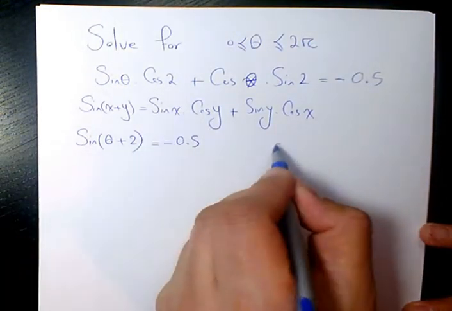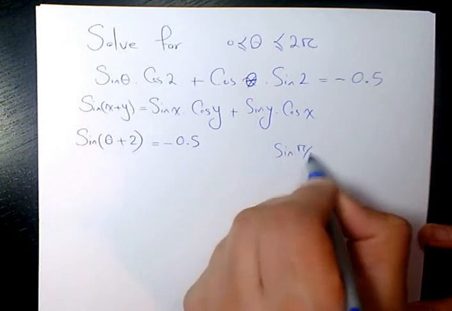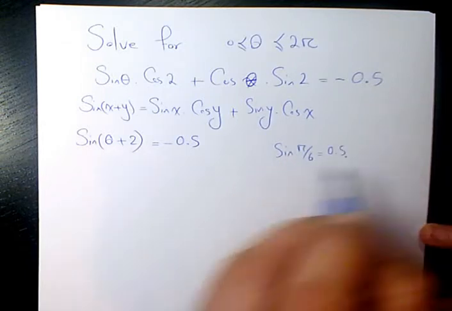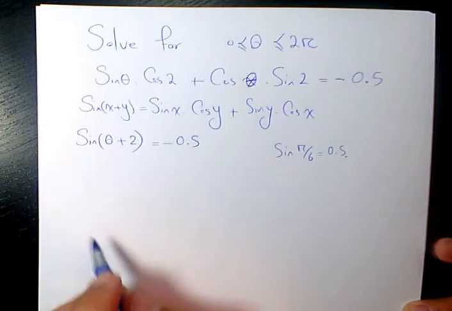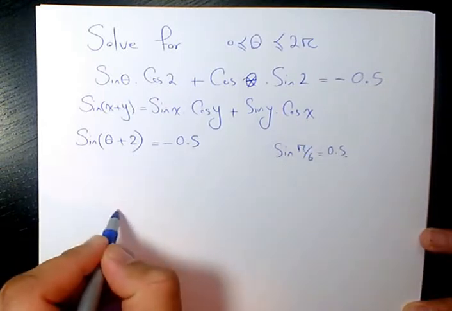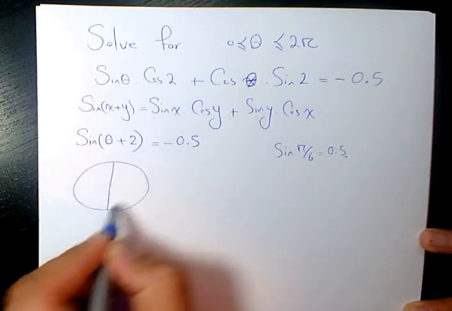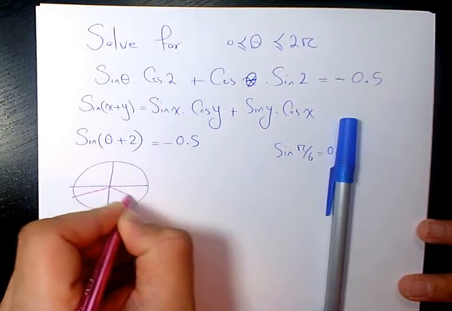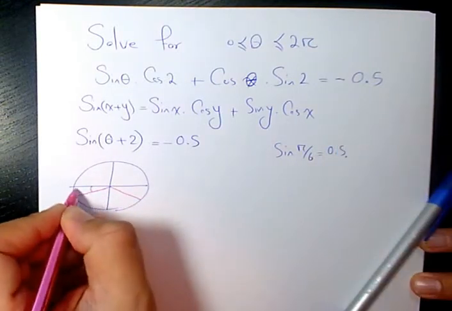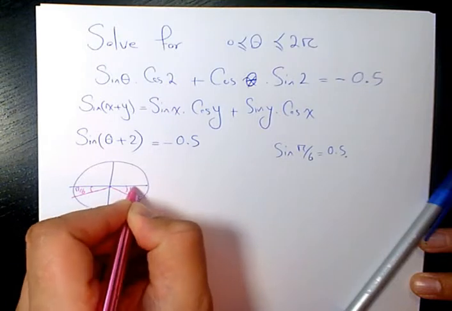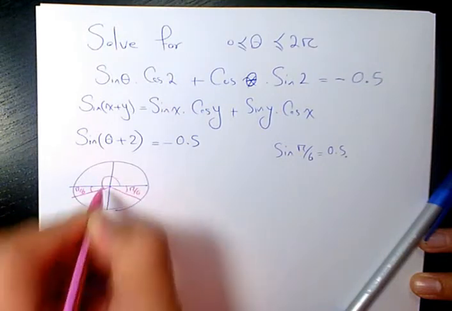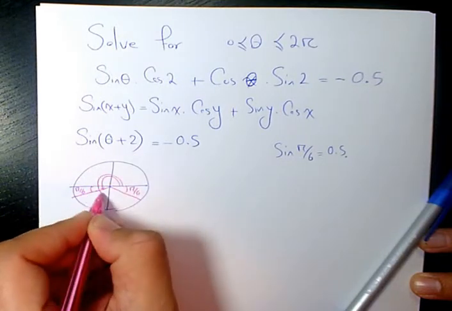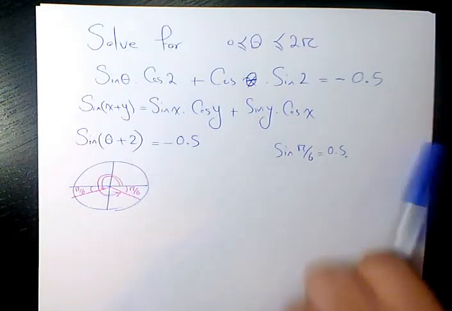So since sine pi over 6 is 0.5, we can say that this theta plus 2 is related to pi over 6. Sine is negative in quadrant 3 and quadrant 4. So we have here, this part is pi over 6. This part is pi over 6, so one answer is pi plus pi over 6. One answer is 2 pi minus pi over 6.